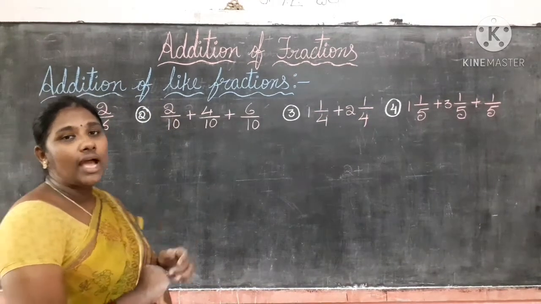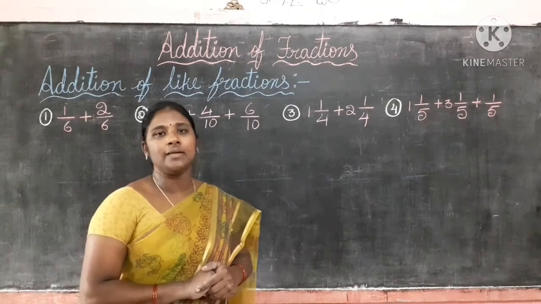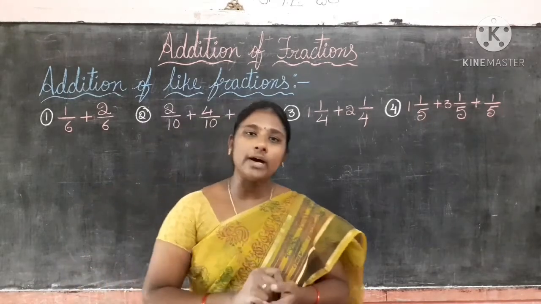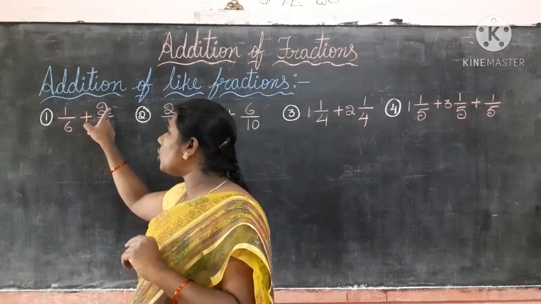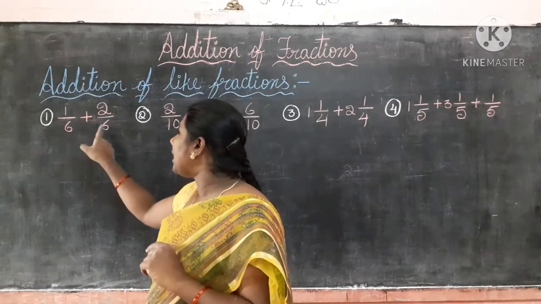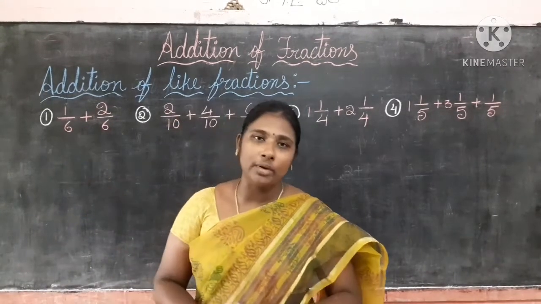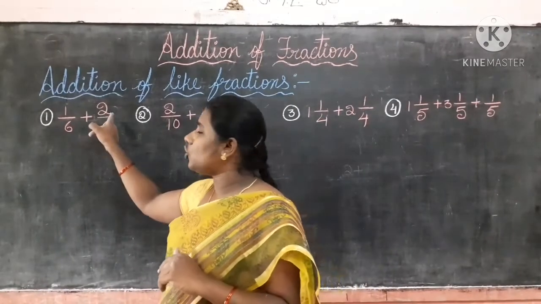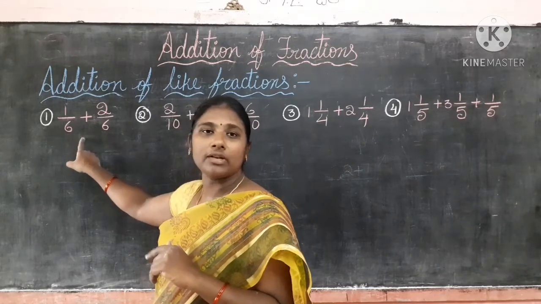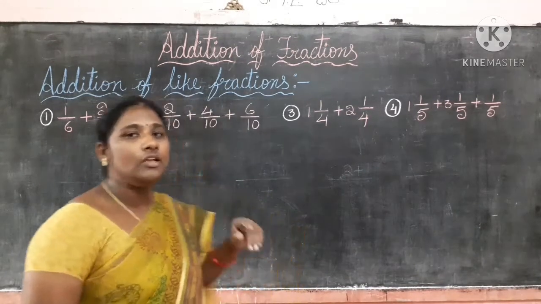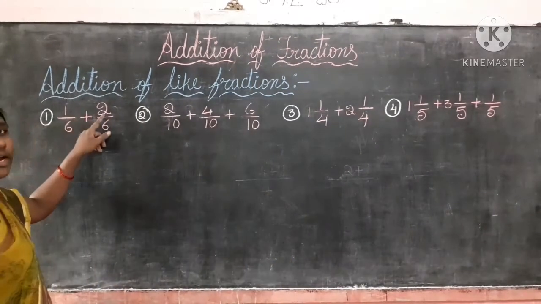While we are doing the addition of like fractions, first we have to add the numerators. That means the sum of the numerators over the denominator, which is the same, no? So the common denominator. The sum of the numerators by the common denominator. The denominators are both equal, so we have to write one denominator. So first we have to add the numerators.